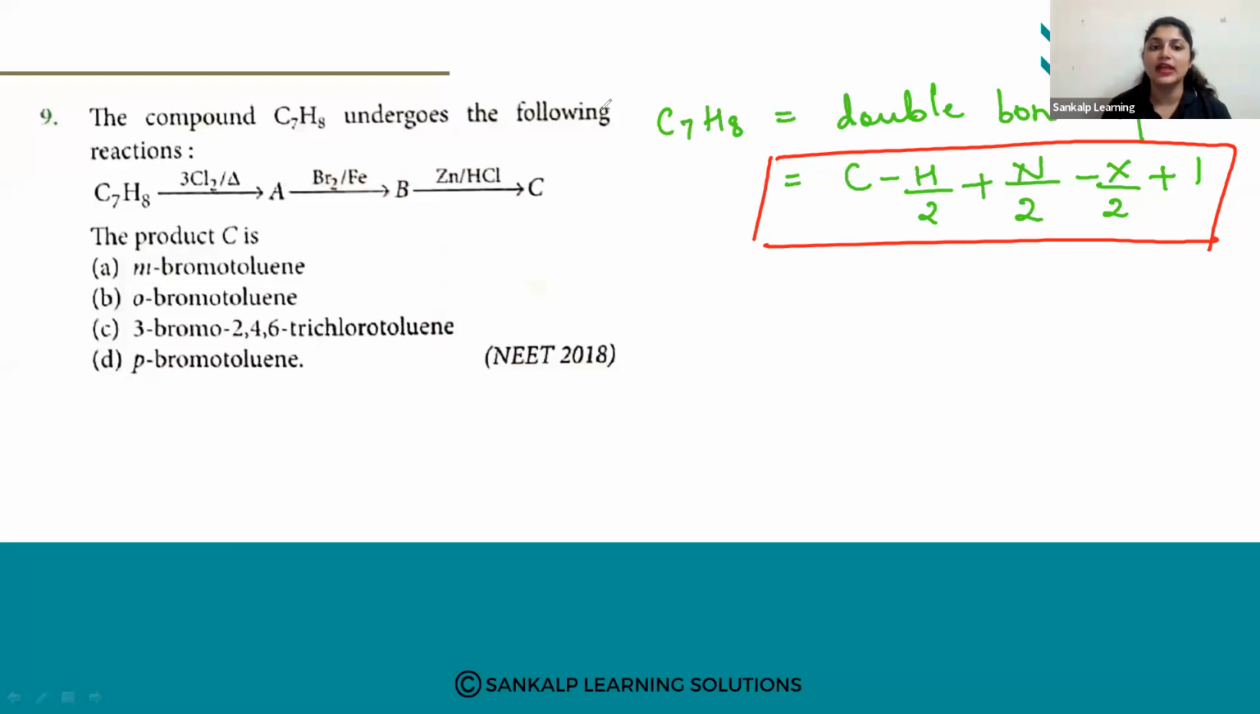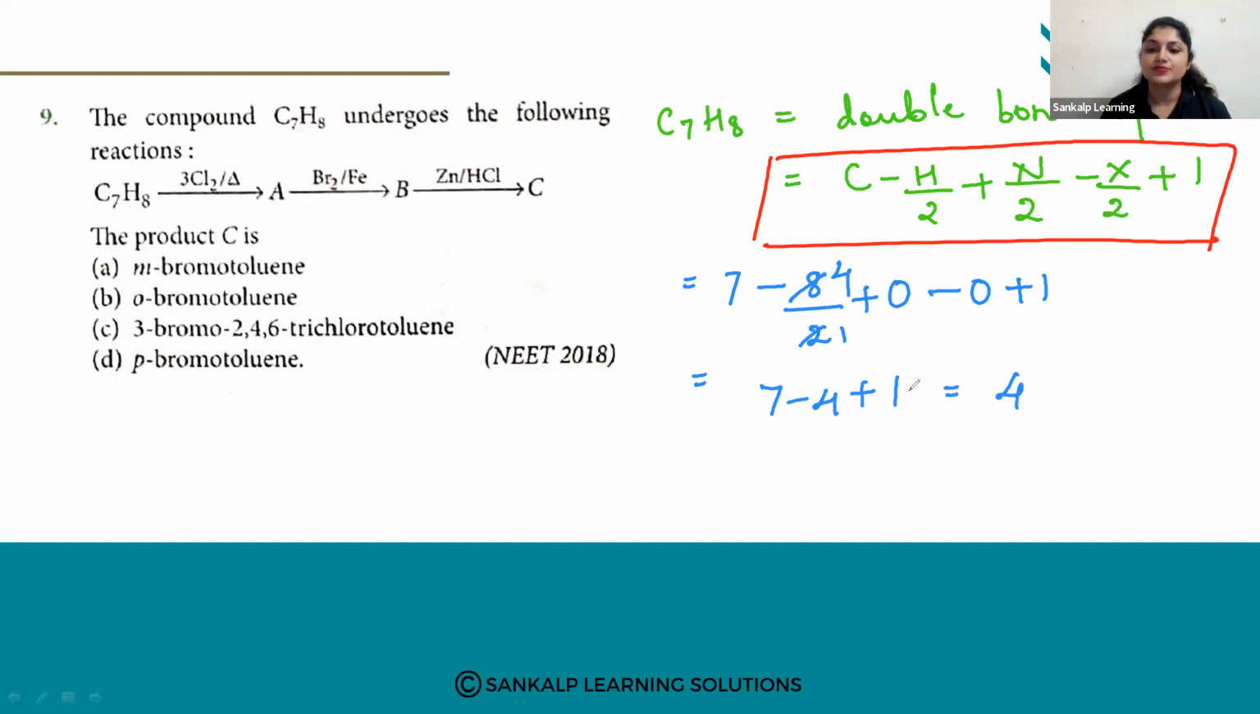Now I will just substitute. How many carbon atoms are there? 7, minus hydrogen atoms 8 by 2, plus nitrogens 0. Then are halogens there? No, so minus 0 plus 1. So this will be 7 minus 4 plus 1, which is equal to 4.